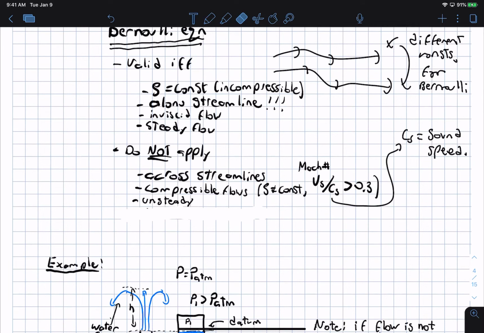If it's unsteady, that is, the streamlines are changing as a function of time, and also if viscous effects are dominant. And as I said before, we will correct for this assumption later on in class.